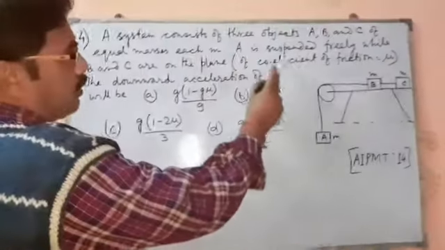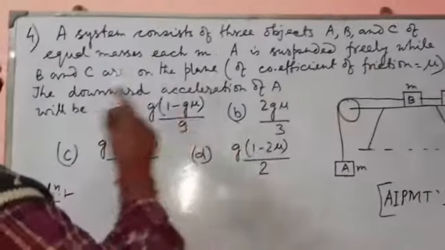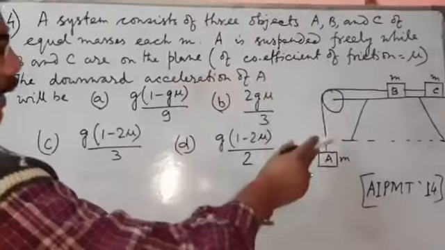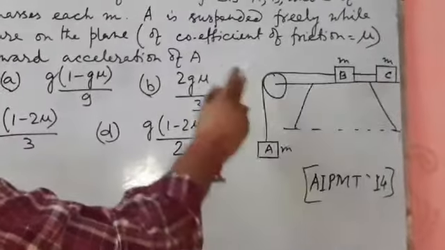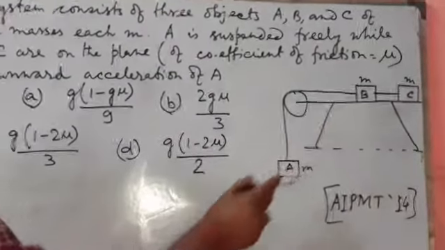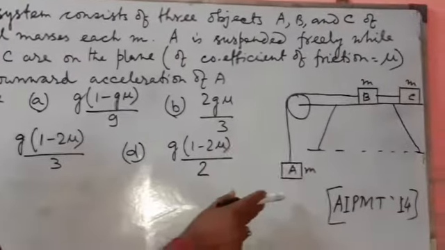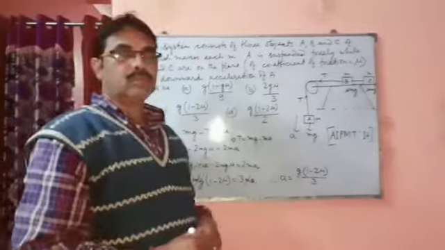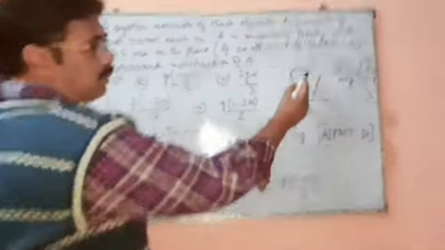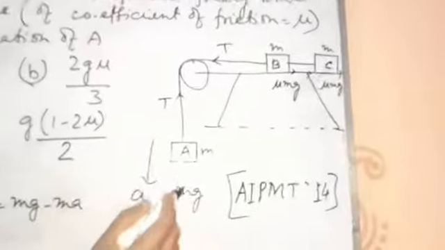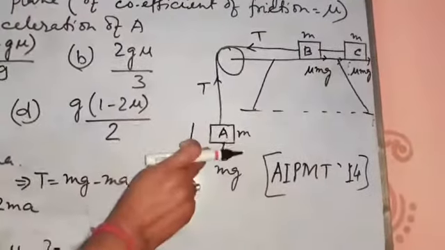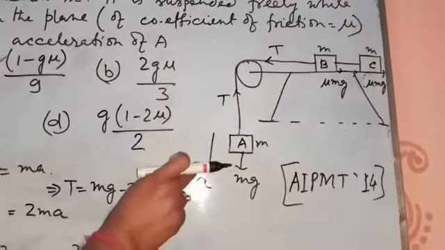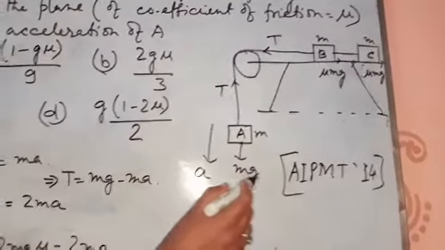A system consists of 3 objects A, B, C of equal mass m. A is suspended freely while B and C are on the horizontal plane. Here the coefficient of friction is mu. So you have to find the downward acceleration of A. Let the tension be T. Here T, here T. If we take the equation here, as the acceleration of the object is a, the equation is mg minus T equals ma.